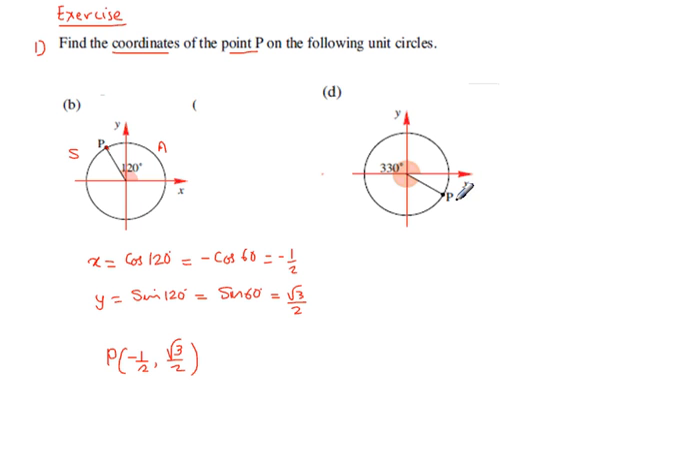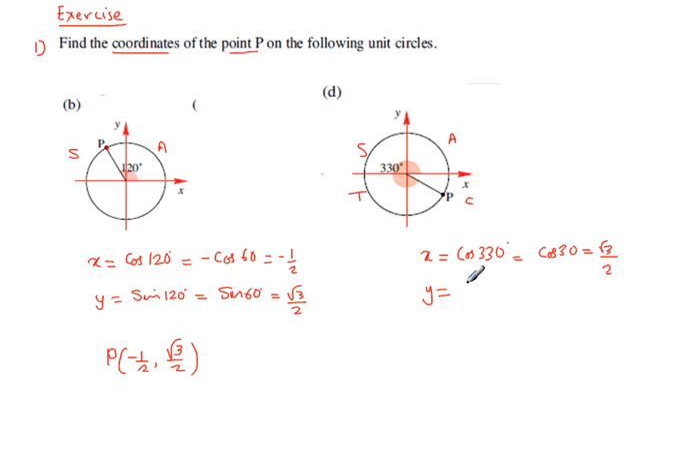Now, how do you do the second one? The second one continues the same way. So your x coordinate will be cos of 330. You remember all silver tea cups. It's positive, so this is the same as cos of 360 minus this, so that would make it 30. Cos 30 is root 3 by 2.